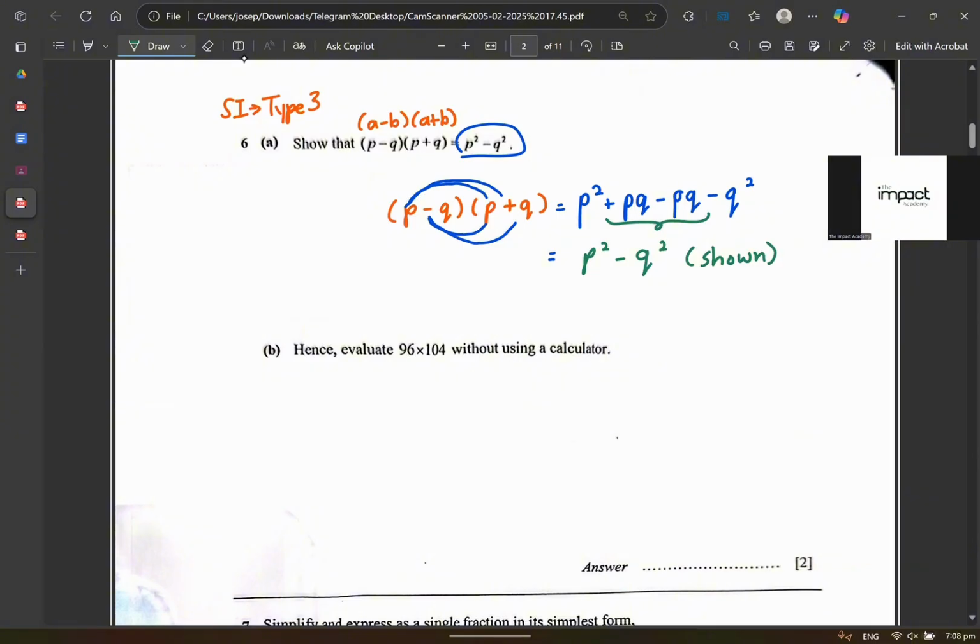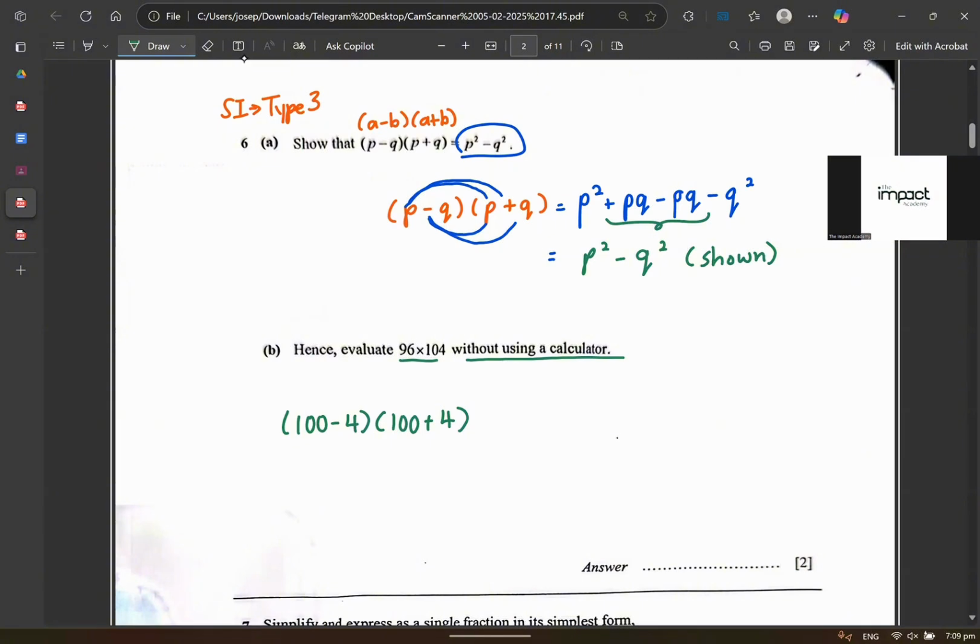Very good. Now, evaluate this without using a calculator. Do you know why they like to do that? Because they're trying to see whether you're able to understand what they're trying to say. You get where I'm coming from? What do you think we have to do over here? Very simple. Listen up very carefully. Isn't this just 100 minus 4, 100 plus 4?